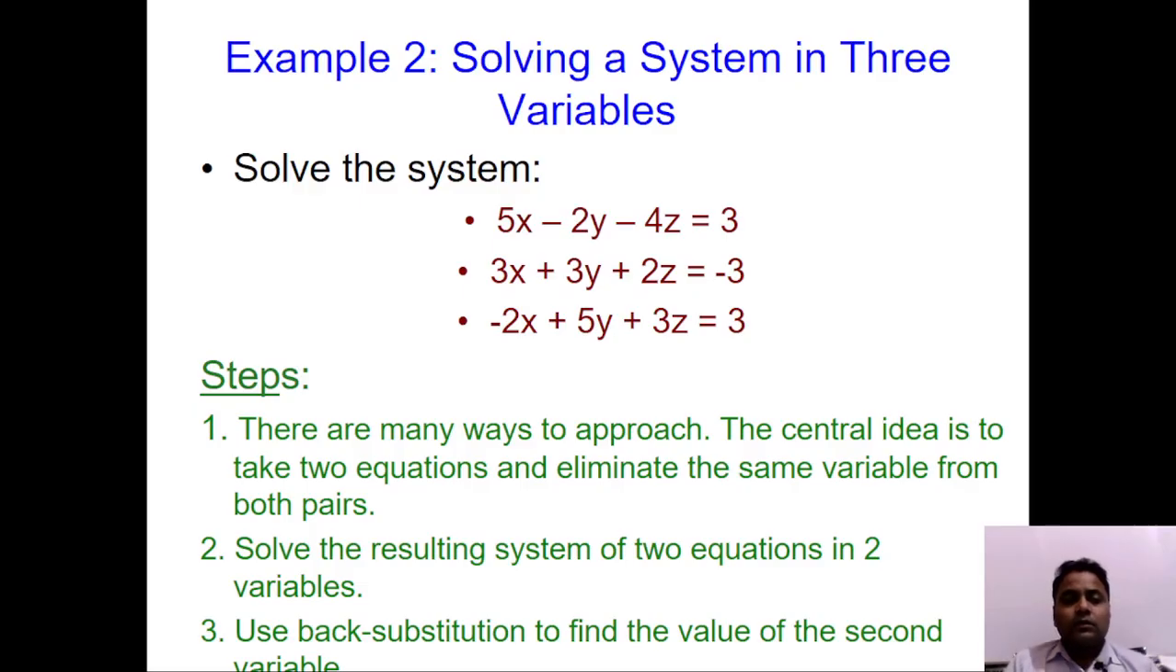As I have discussed right now, we have to transform equations 1 and 2, or 2 and 3, or 1 and 3 in terms of two variables, and then we have to solve for both variables, and put the values of the two variables in the third equation. Now solve the resulting system of two equations in two variables and use back substitution to find the value of the second variable.